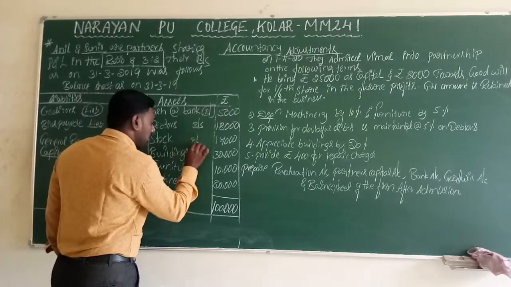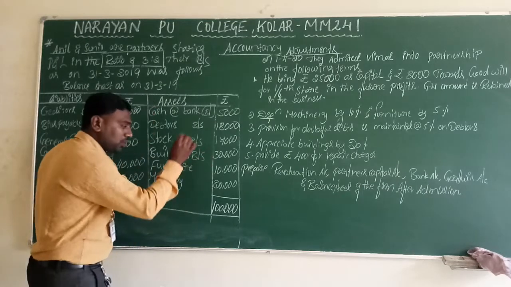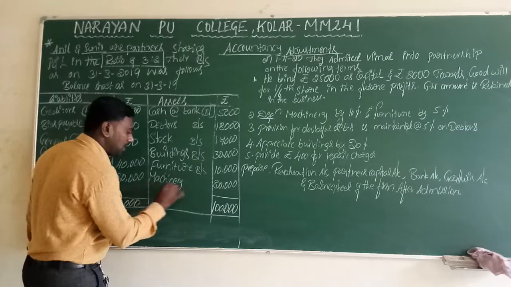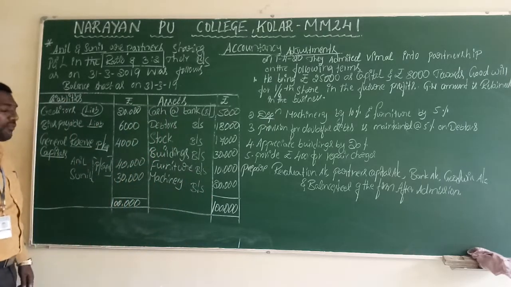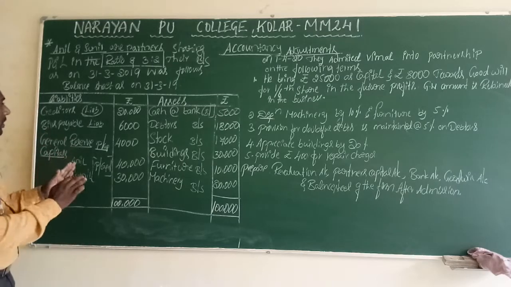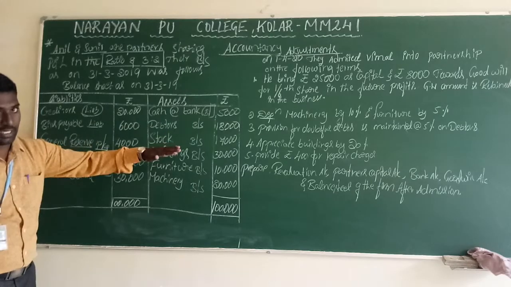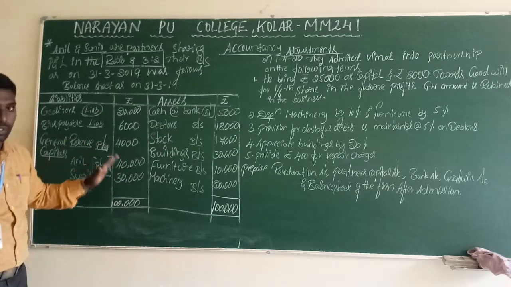Debtors, it is an asset, it comes to the balance sheet. Stock, asset, also comes to the balance sheet. Building, fixed asset, also comes to the new balance sheet. Furniture also comes to the new balance sheet. Machinery is also coming to the new balance sheet. So first we have to divide the transactions, identifying where they are affected, before making the solution. This kind of clarification we have to get.